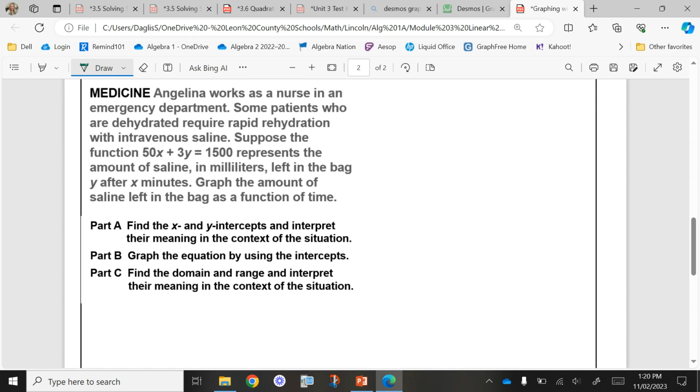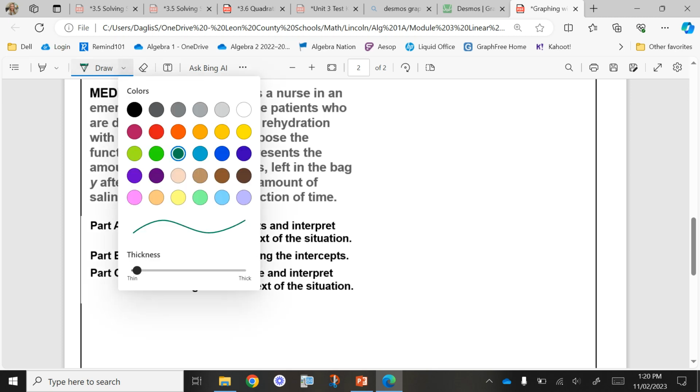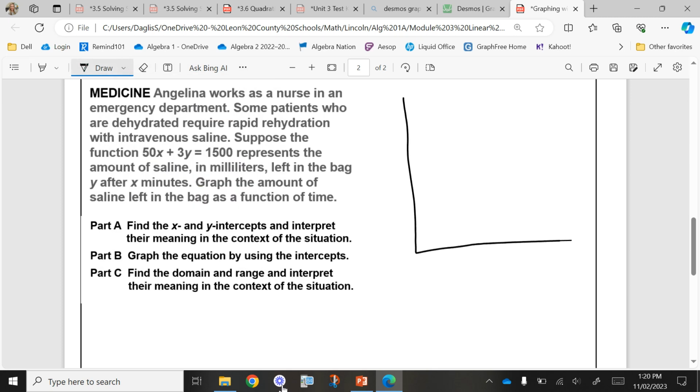All right, so first off, let's graph. It's a real-world problem, so we're only going to need the first quadrant. We're only using positive numbers, right? We're not going to go negative in time, and once the saline is gone, we can't go negative, right? So we're going to stay in the first quadrant. We're only doing positive numbers. All right? Find the x and y intercepts and interpret their meaning in the context of the situation. So we're going to do that first before I graph anything. I need to know what numbers to use, right?